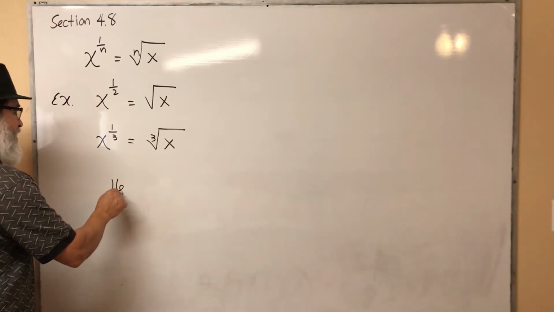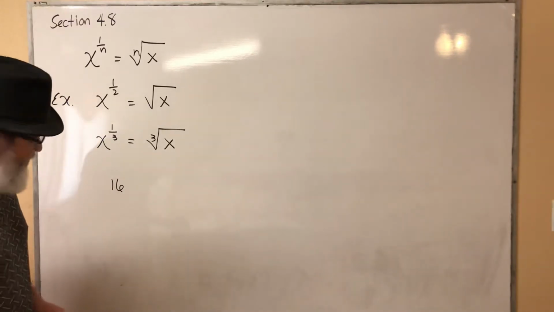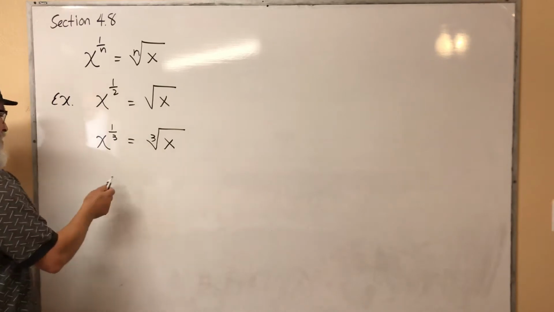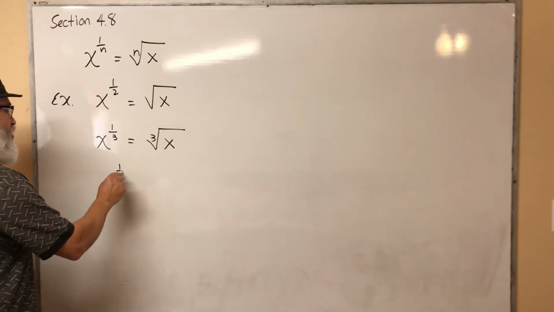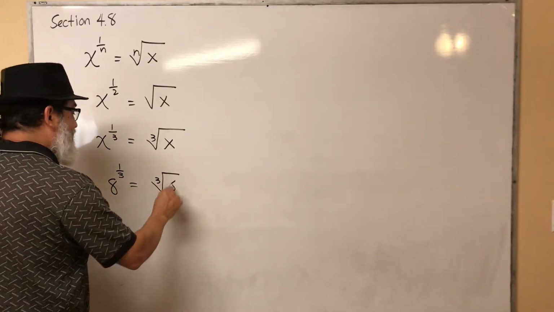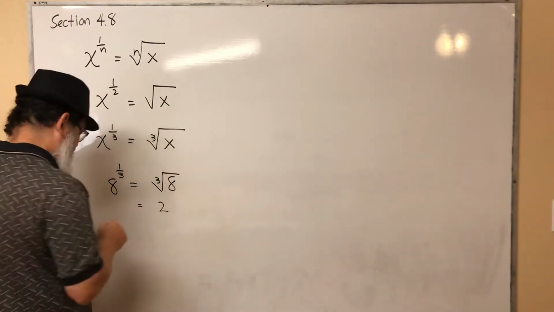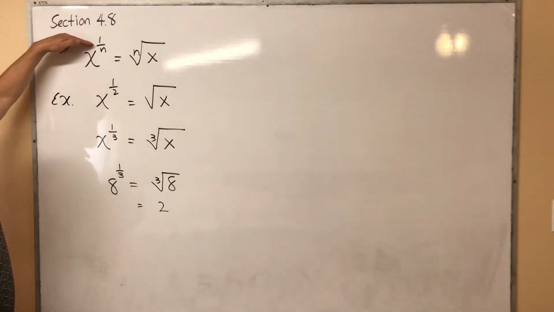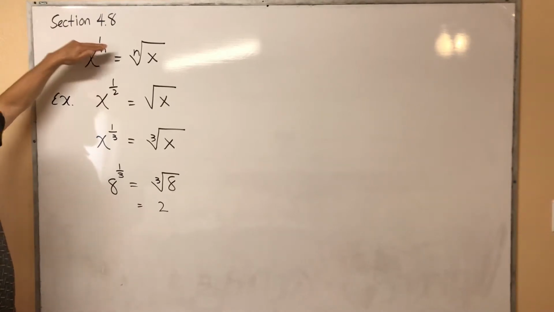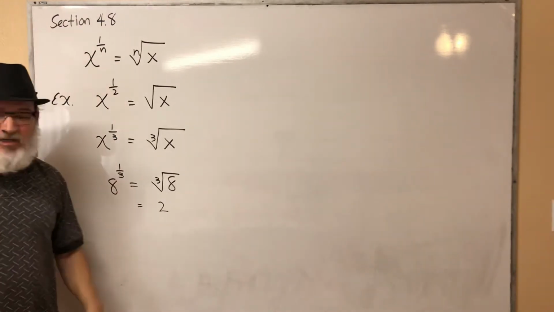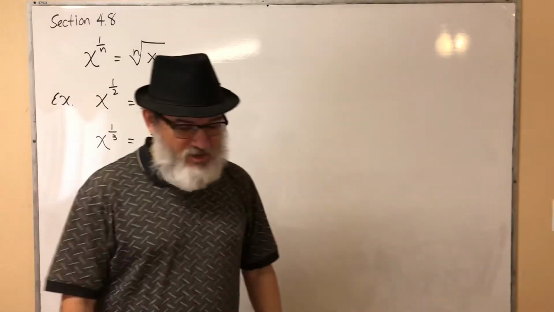16. No, let me not say 16. Watch this. 8 to the 1/3 is the cube root of 8, which is 2. Okay, so that's a rational exponent. A rational exponent can be expressed as a radical. And that's what section 4.8 is doing. Okay? Section 4.8.